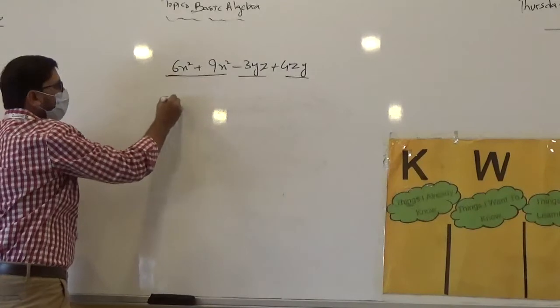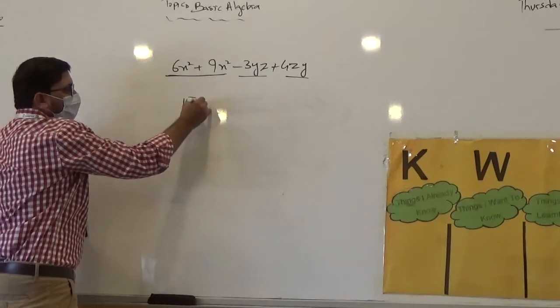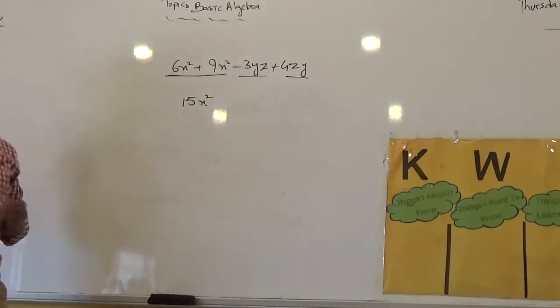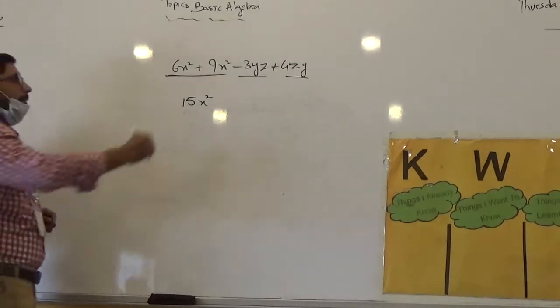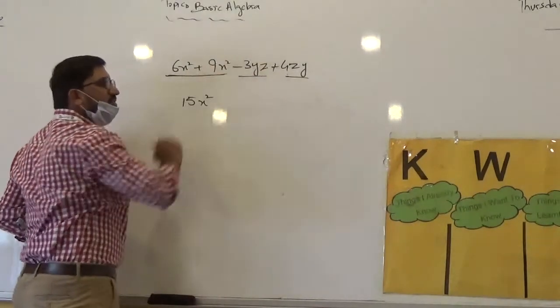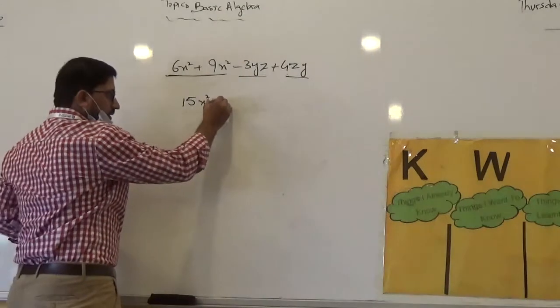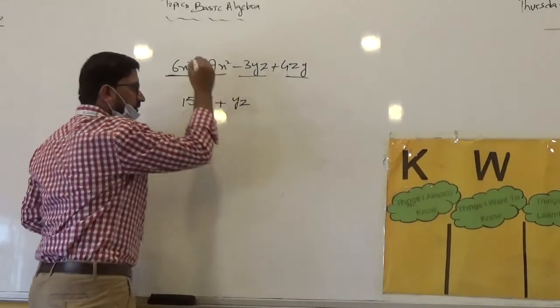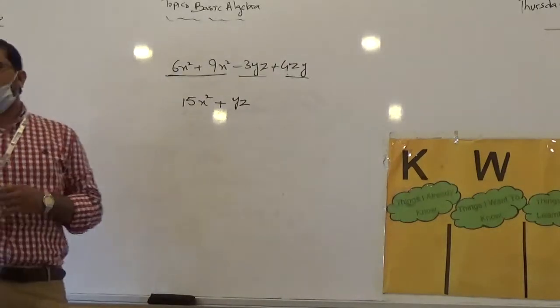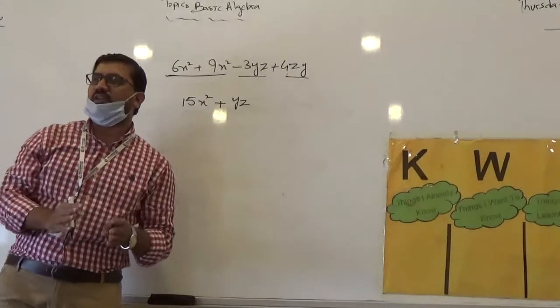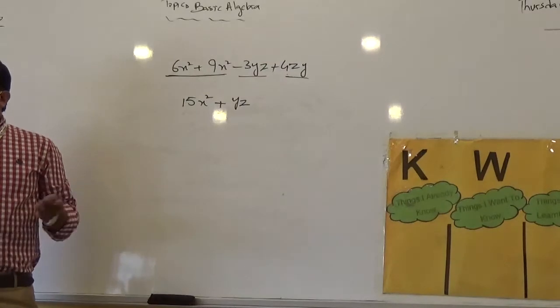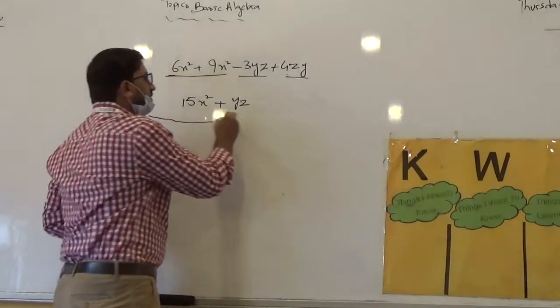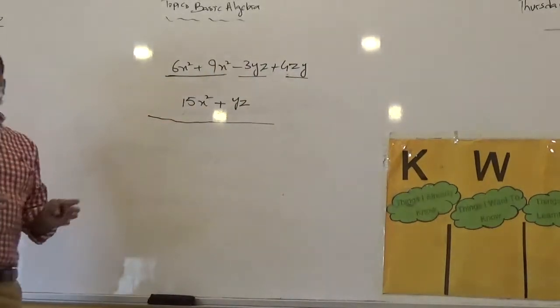6 plus 9 gives 15x squared. Okay, 4 minus 3 is positive 1 yz, or just positive yz. You are not supposed to write 1 as a coefficient, because if there is no coefficient given along with a variable, it's 1. So this is the very first example: if you are given any expression, how would you simplify it?